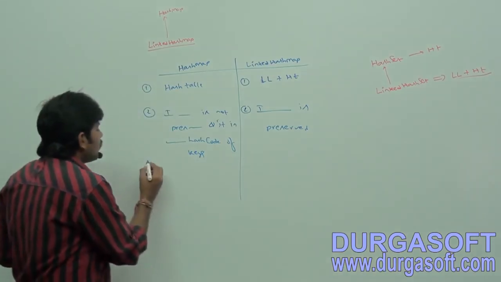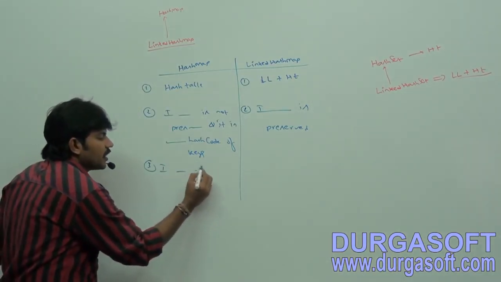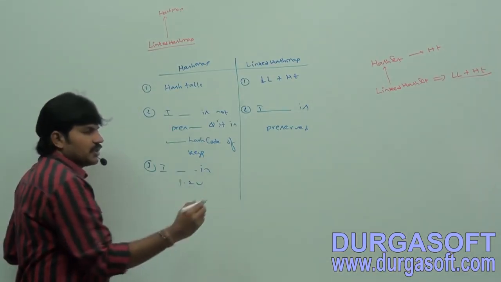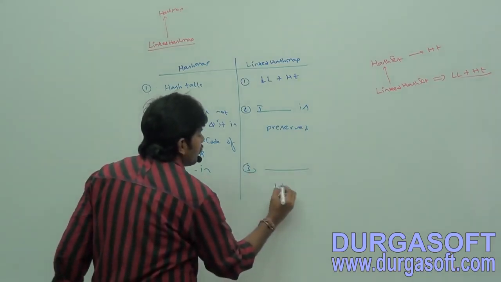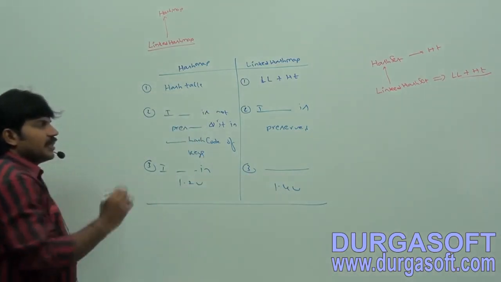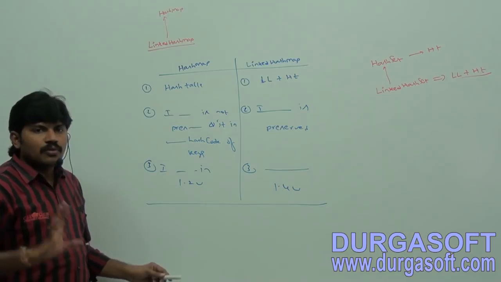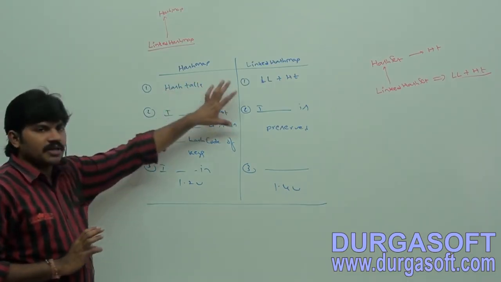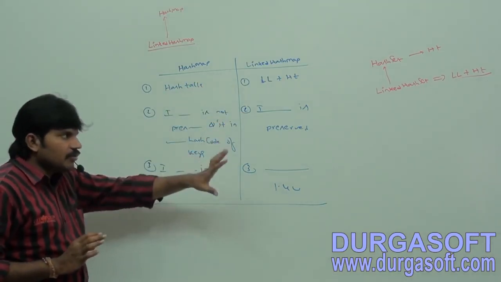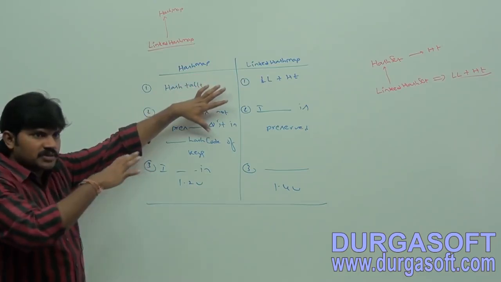Now the third one, introduced in 1.2 version, and introduced in 1.4 version. Except that, there are no other differences between hash map and linked hash map. Are you getting it? I will execute the program. Anyway, up to this, it is clear, right?